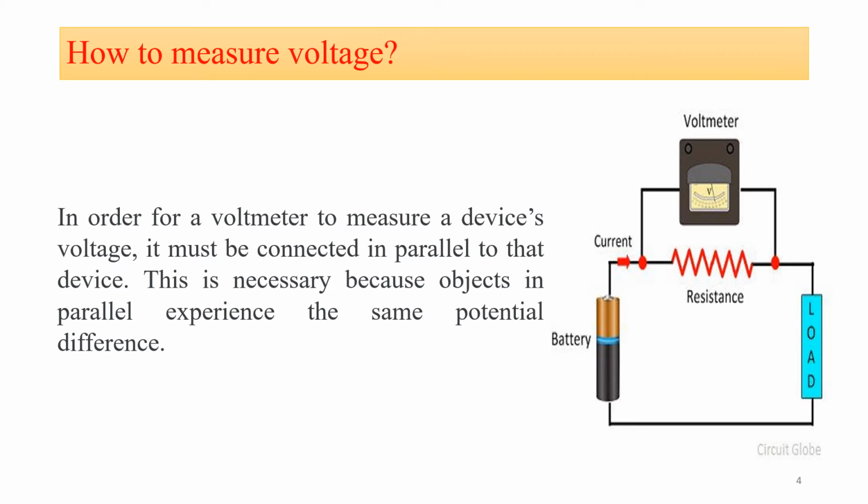Now one important condition to measure the voltage by using a voltmeter is that you always connect your voltmeter across, or parallel to, the device. That's why in this circuit the voltmeter is connected across, or parallel to, the resistance. Now the second electronic instrument, that is the analog ammeter.